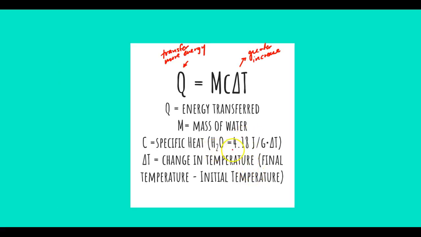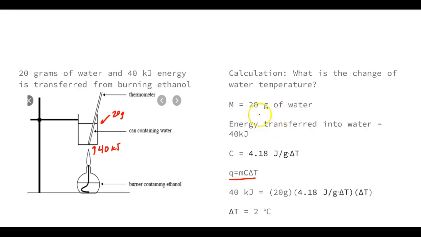And one of the things that you notice over here is water has a unique specific heat capacity of 4.18 joules for every gram delta T. Okay, this is a number you do need to memorize. That means that for every 1 gram of water, to increase the temperature by 1 degree Celsius, it requires 4.18 joules of energy. And so since we are heating up water, we know that our specific heat capacity is 4.18 joules per gram delta T.